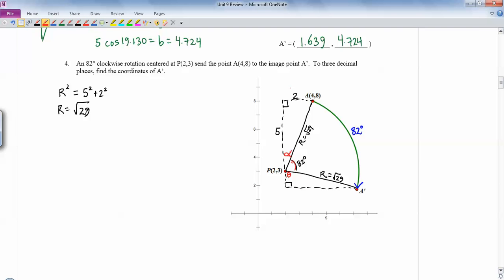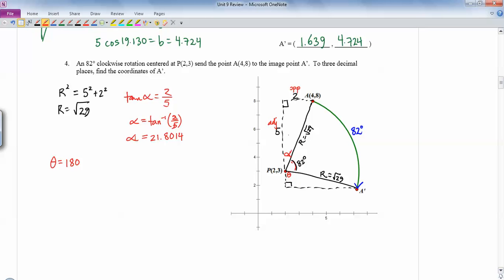So I'll use the 2, which is the opposite side, and the 5, which is the adjacent side. So this would be tan alpha equals 2 over 5. And so alpha will be tan inverse of 2 over 5. And if you plug that into a calculator, I'm not going to bother doing it right now, but that ends up being 21.8014.